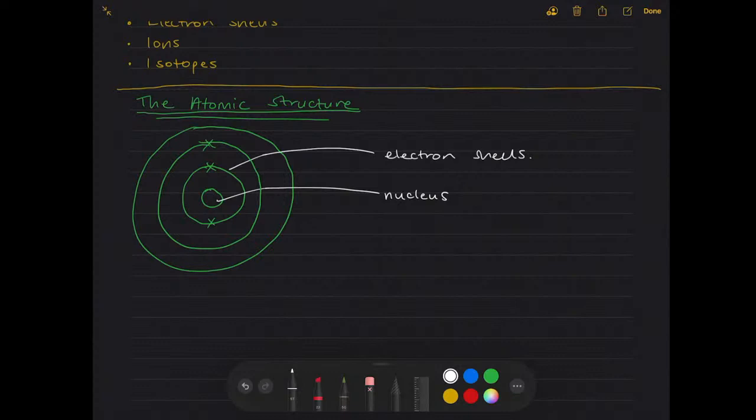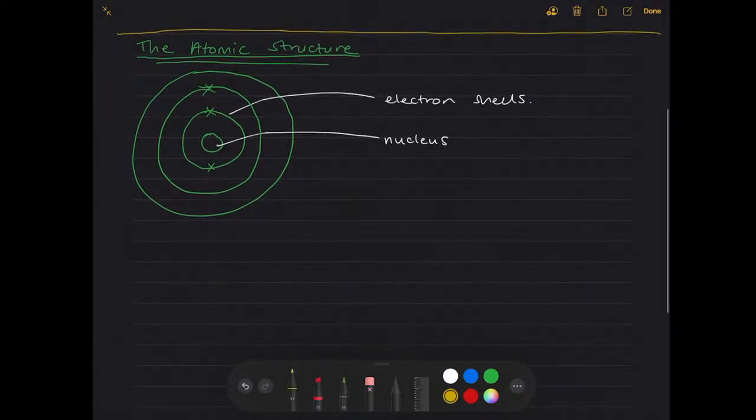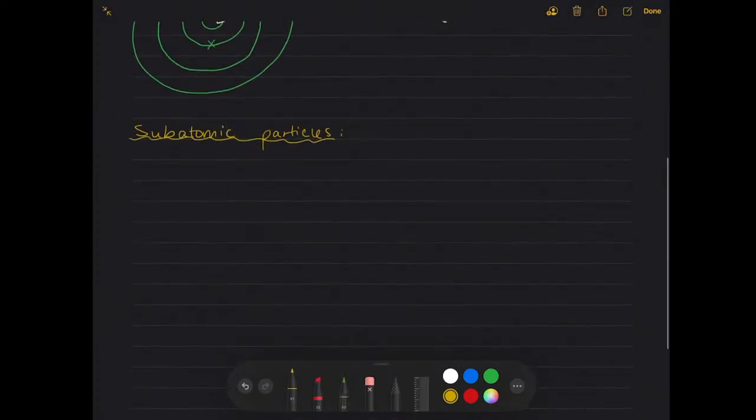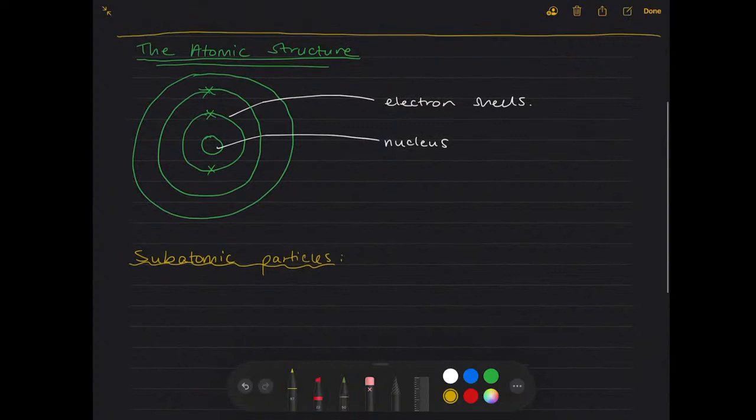Now, within an atom, you have what we call subatomic particles, sub meaning smaller than, atomic meaning the atom, and particles meaning bits of matter. And the three you should be familiar with from your time of science are protons, electrons, and neutrons.